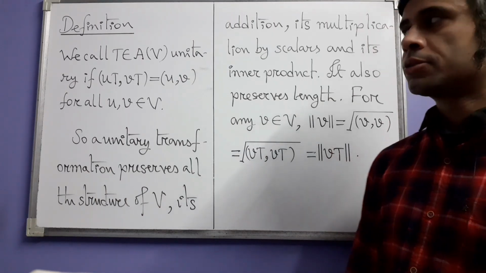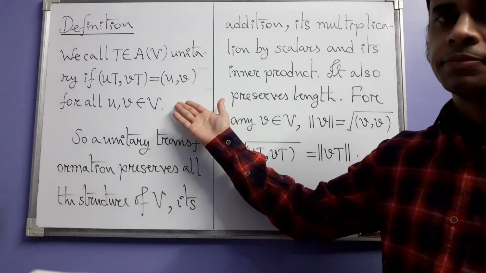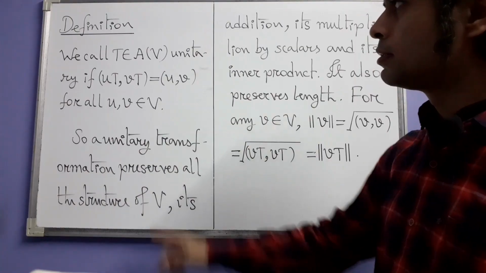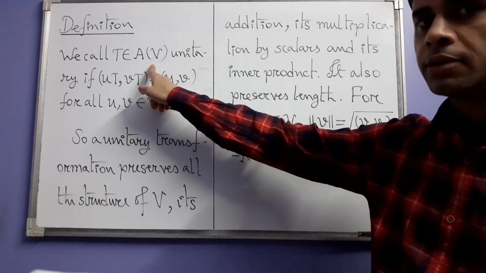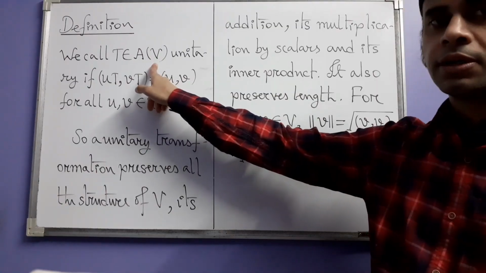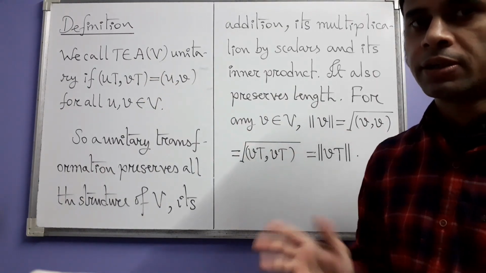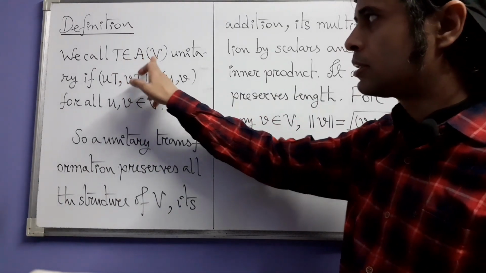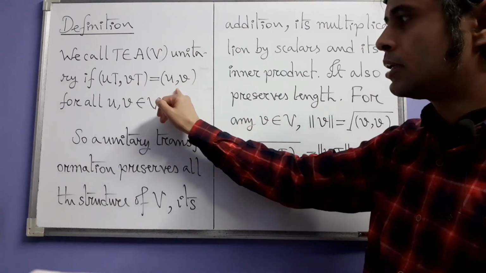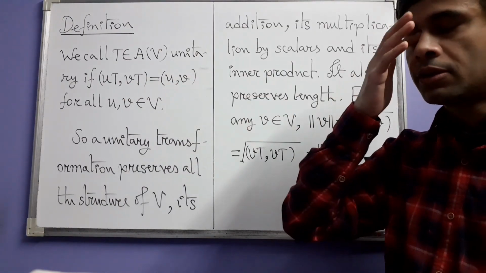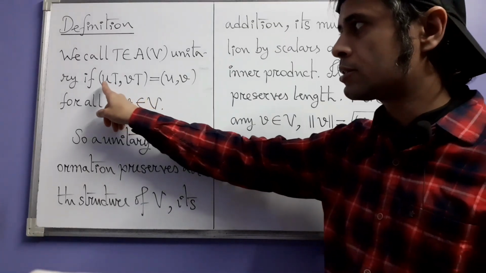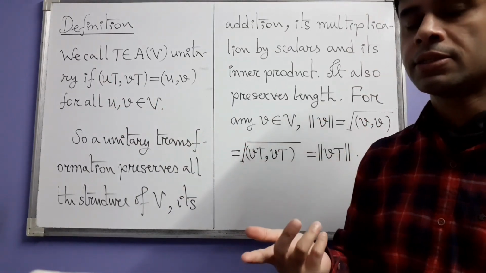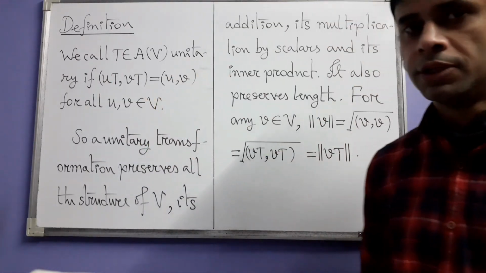Next we see the notion of a unitary transformation, and the definition is this: V as usual is your finite dimensional inner product space, and A of V is the operator algebra of all operators on V. An operator T on V will be called unitary if the inner product of any two vectors u and v coming from the space equals the inner product of their images under T, ut, vt.